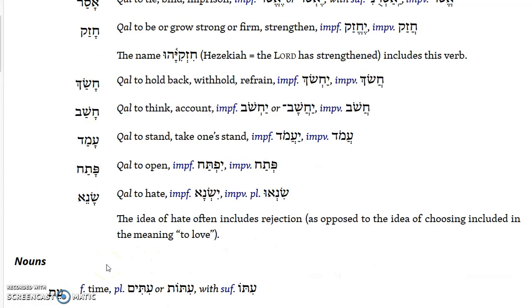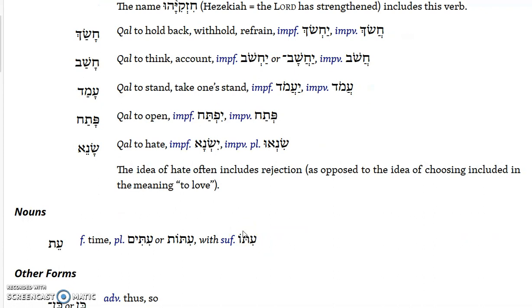And then sane means to hate. And I always thought of that when someone tried to saw my knee off. You sane, that's a very hateful act. But anyway, qal, to hate, is sane. The imperfect is yisna, and the imperative would be sinu in the plural. The idea of hate often includes rejection, as opposed to the idea of choosing, included in the meaning to love. So when it says of Jacob that Rachel he loved but Leah he hated, that means he preferred Rachel over Leah. So you get sometimes a reduced meaning of hate.